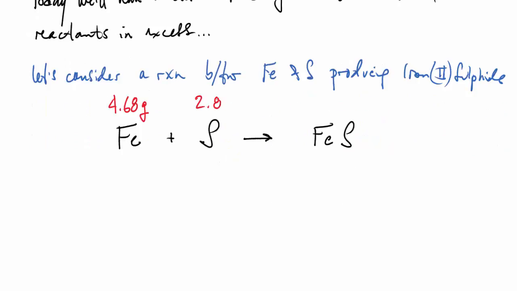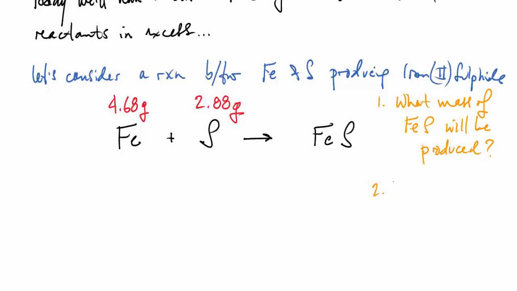Now let's start with 4.68 grams of iron and 2.88 grams of sulfur and try to find out a couple of things. First of all, what mass of iron(II) sulfide will be produced? And second, how much of whatever is left over will be left over?